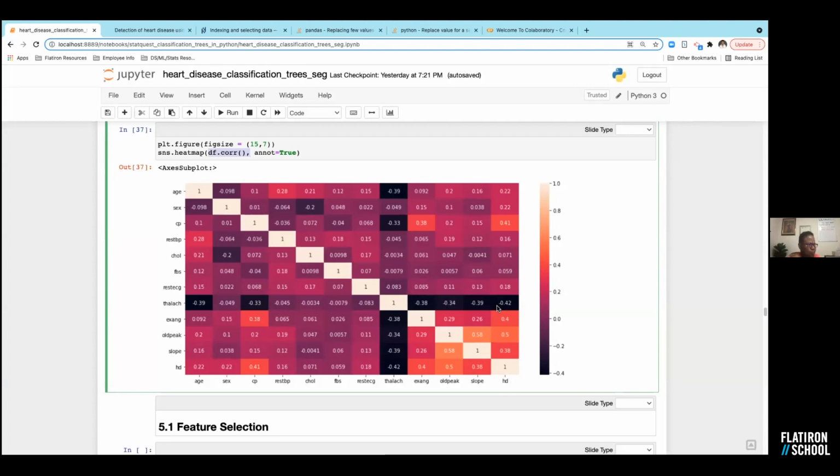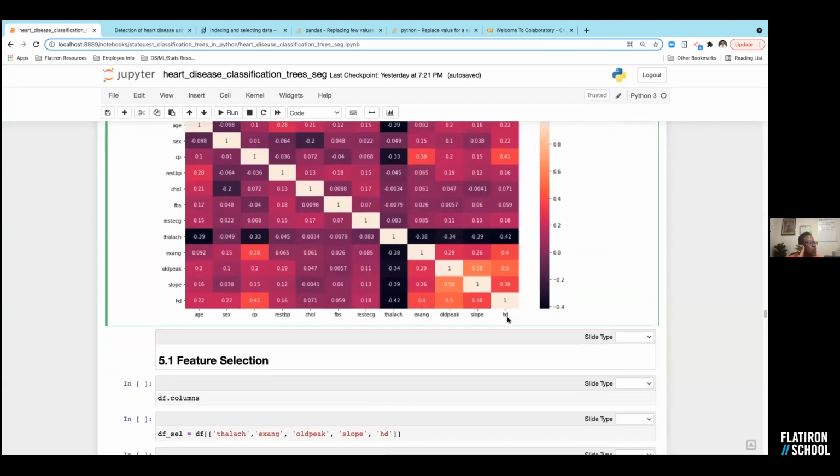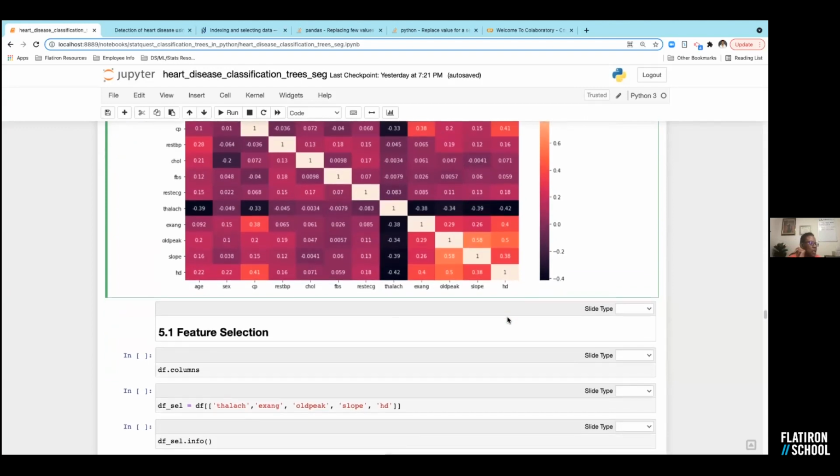And so this is kind of where you want to start. Oh, and we forgot chest pain up here. So those 5, right? Those are the values that you probably would want to include in your model.